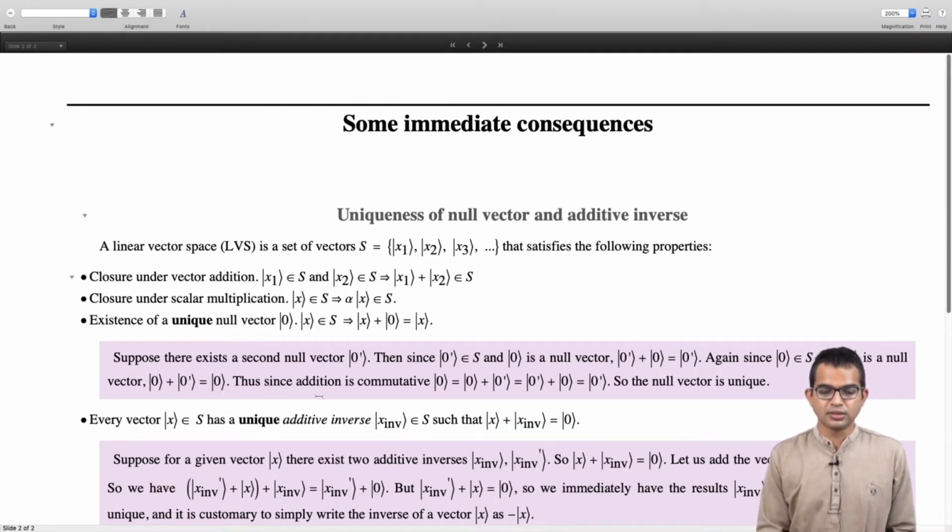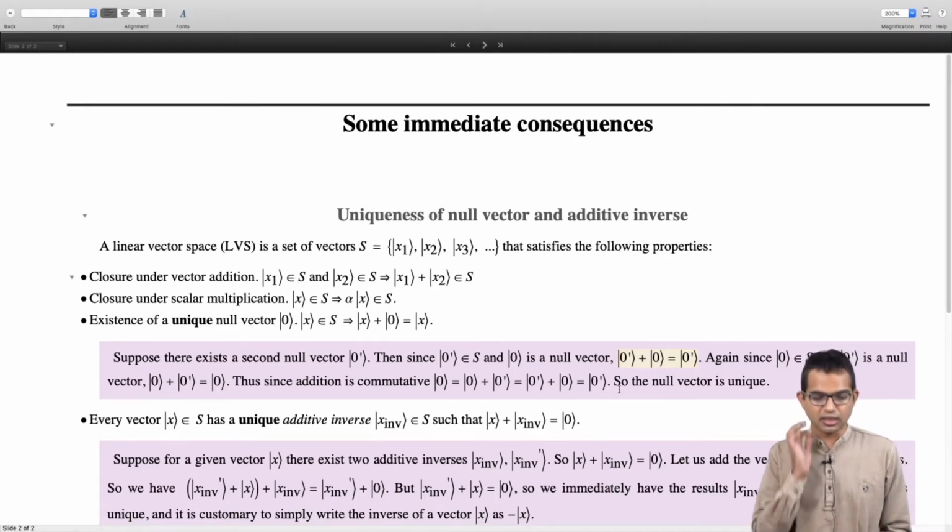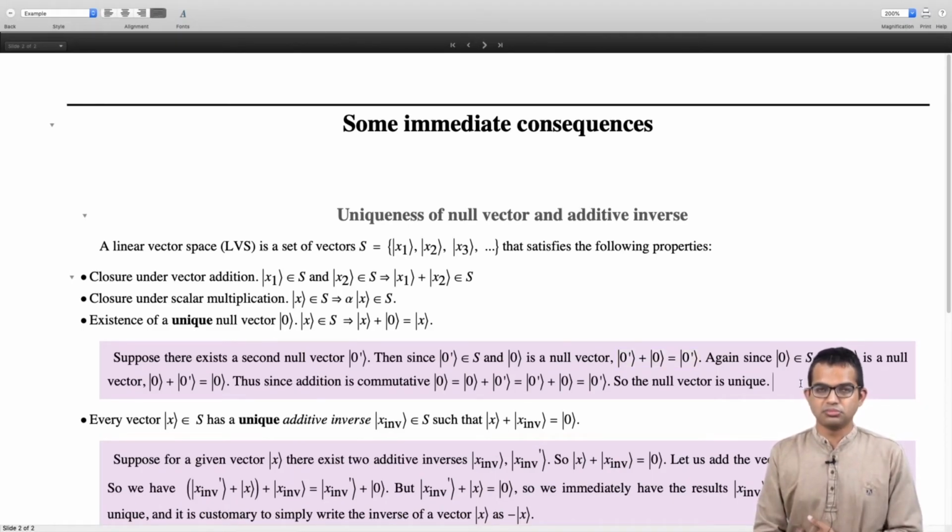Thus, since addition is commutative, 0 is equal to 0 plus 0 prime, which we have just shown. Whether it's 0 plus 0 prime or 0 prime plus 0, which is given to be 0 prime, it's the same, and therefore 0 equals 0 prime. It just follows from commutativity that you cannot have more than one null vector. There is a unique null vector in your vector space, and likewise you can argue that the additive inverse of any vector is also unique.